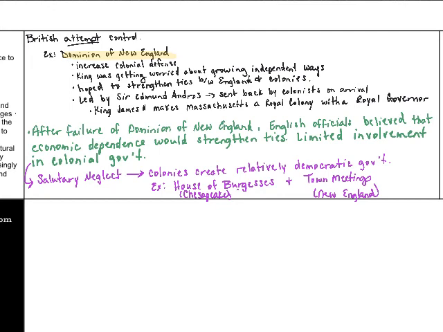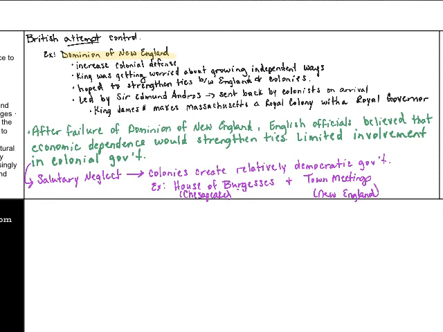So it doesn't last terribly long, and the individual colonies retain their identity. However, King James II does revoke the Massachusetts charter so that they become a royal colony and therefore under a royal governor and a little bit more under his control than they previously were.